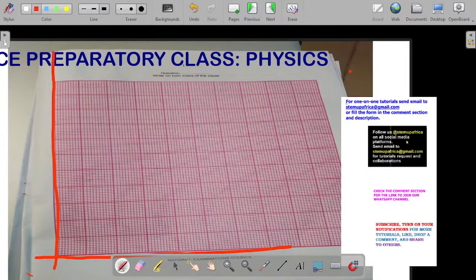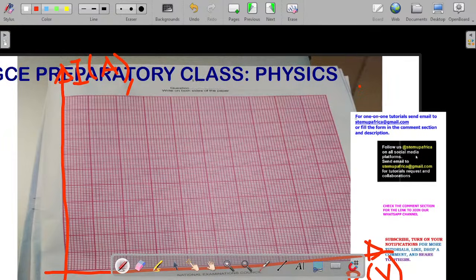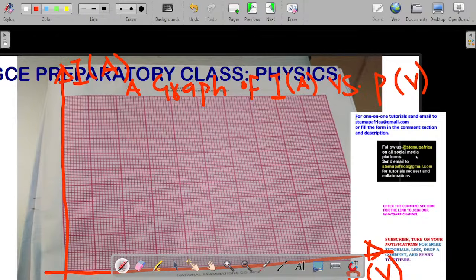You see that? So I will label here I in ampere, the unit of current. Then I will label the horizontal as P, which is what? What's the unit? In volts. You see that? So then you have to label your graph. I'm going to write a graph of I in ampere versus P in volts.